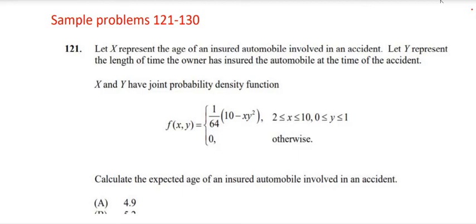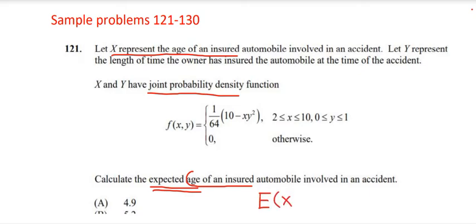For problem 121, it says we have a joint density function. What do we want to find? We want to find the expected age. X is just the age, so what we want to find is E[X].